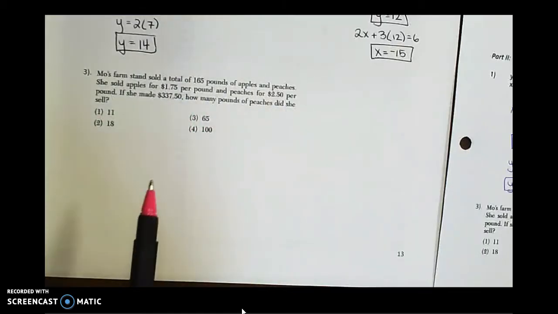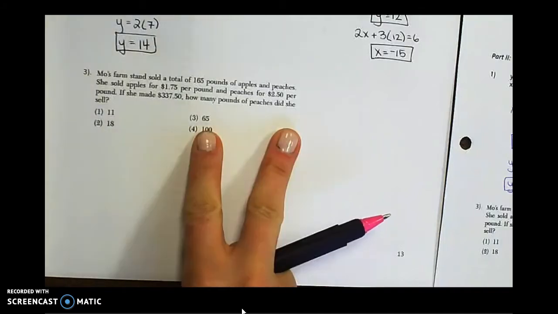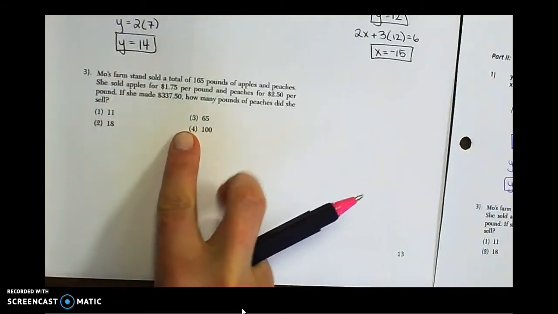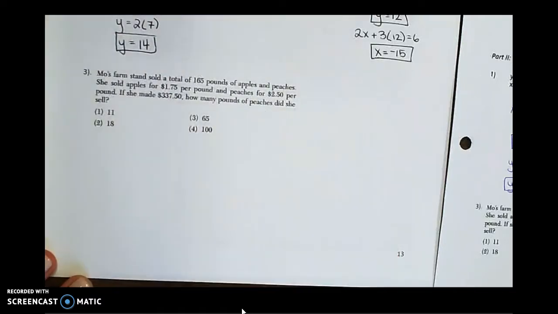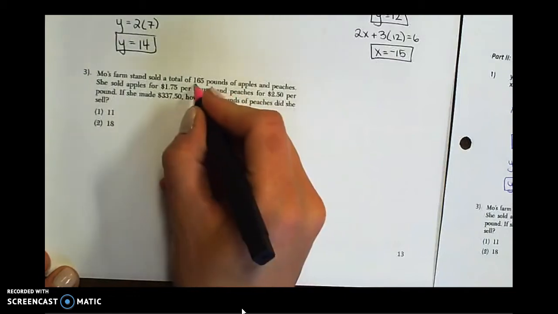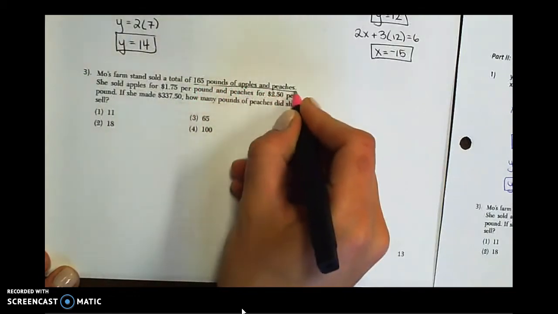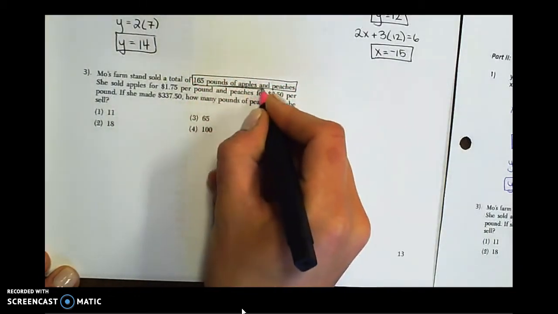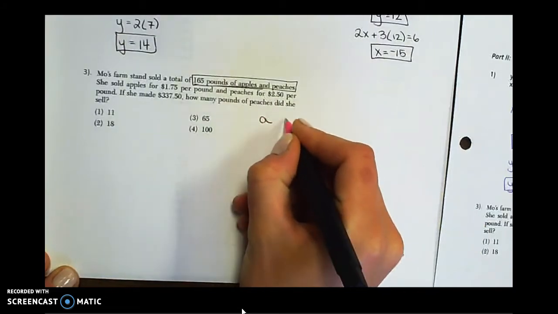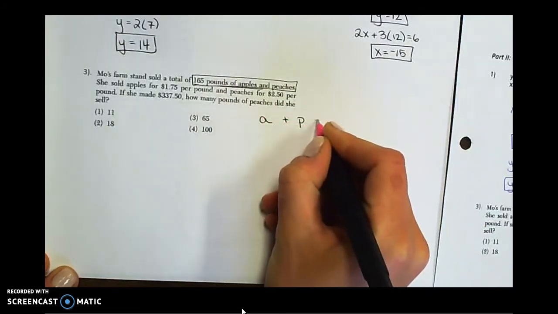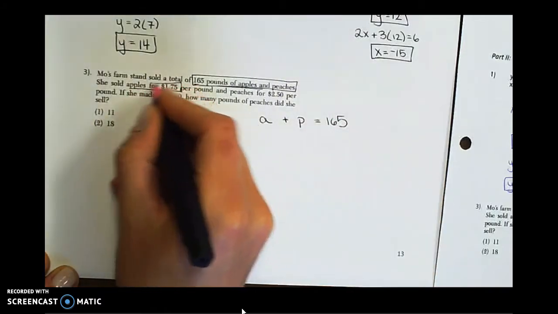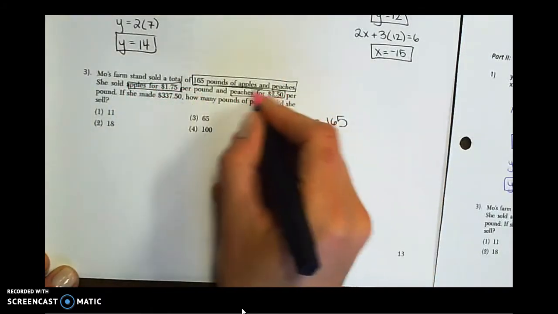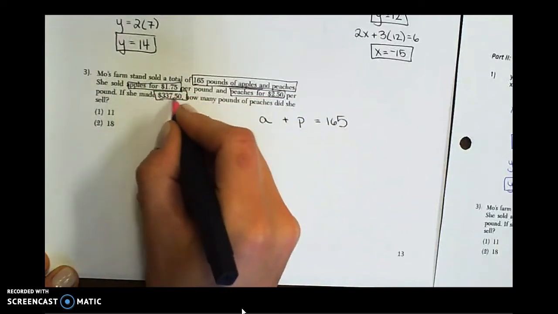All right, well, if I think carefully here, we have two different things happening. We have apples and we have peaches. So there's two different things that we're really going to solve for, and at the end, we're going to look for the peaches. So let's take a look at our important pieces of information. We have 165 pounds of apples and peaches. Okay, so that means I'm going to have apples plus peaches equals 165. Then we have apples are 1.75, peaches are 2.50, and the total money is $337.50.